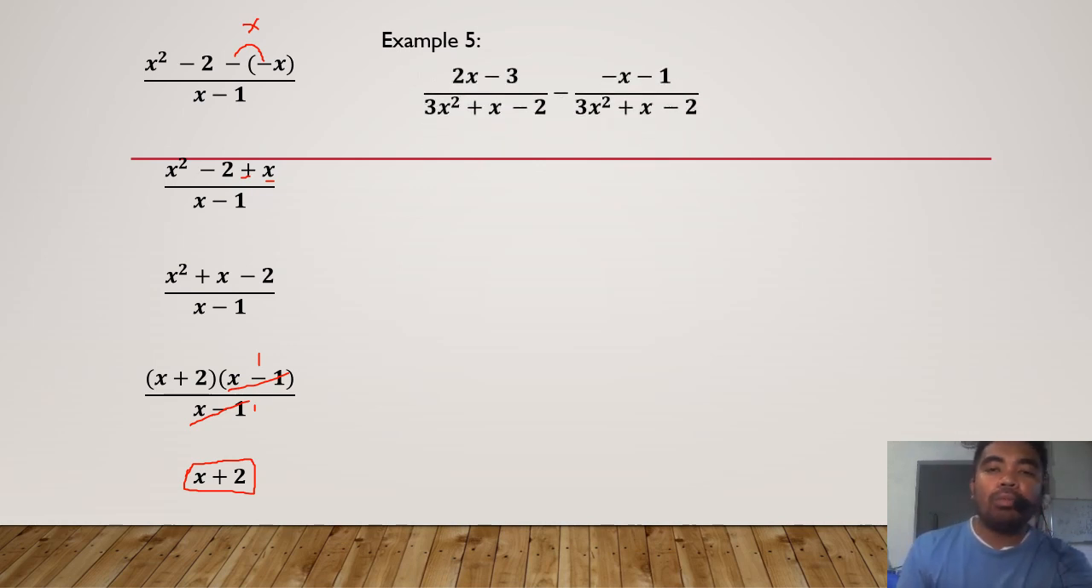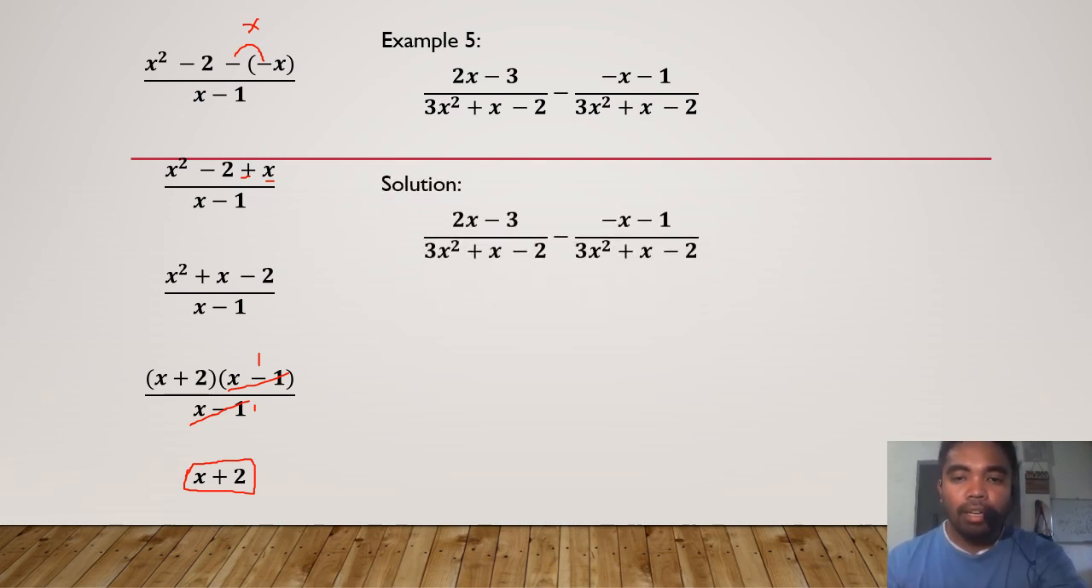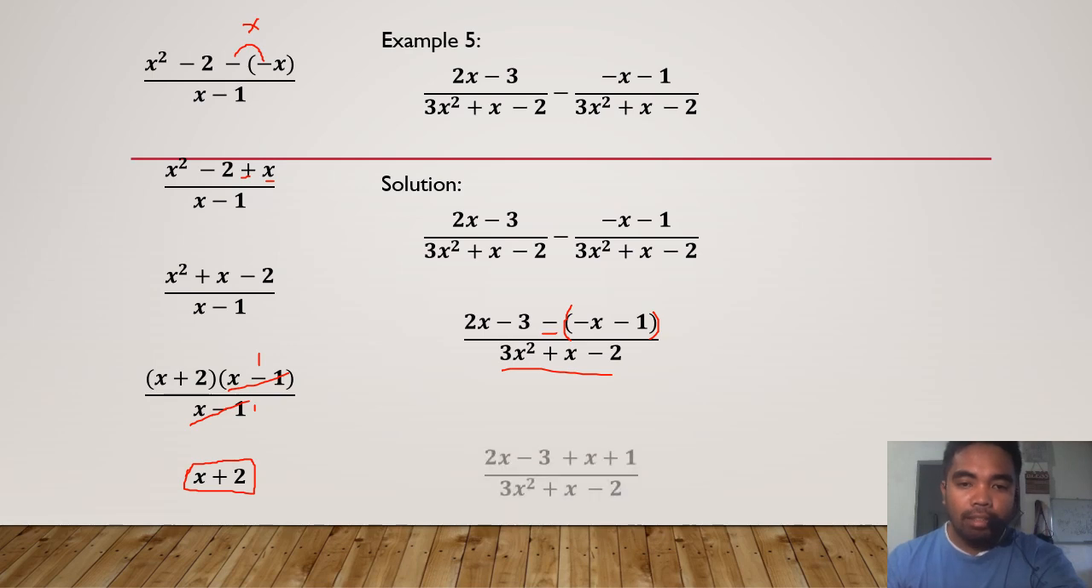So, example number 5, we have 2x minus 3 over 3x squared plus x minus 2 minus negative x minus 1 over 3x squared plus x minus 2. So here's the solution. Ang ginawa natin, copy the common denominator, which is 3x squared plus x minus 2. And then, combine natin sa taas. So, basta minus ang gagamitin natin o subtract tayo, don't forget to put here the parenthesis kung negative yung unang number natin sa ating numerator sa pangalawang fraction. Okay, next.